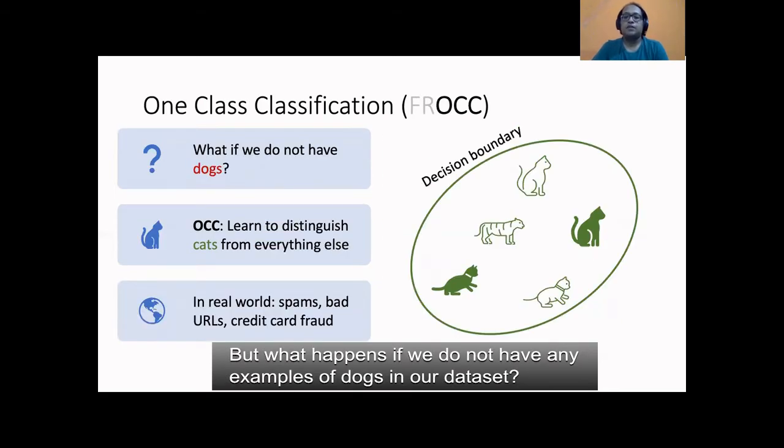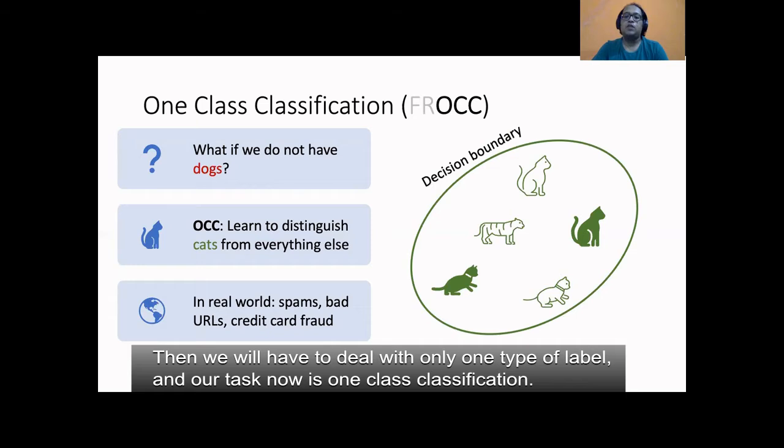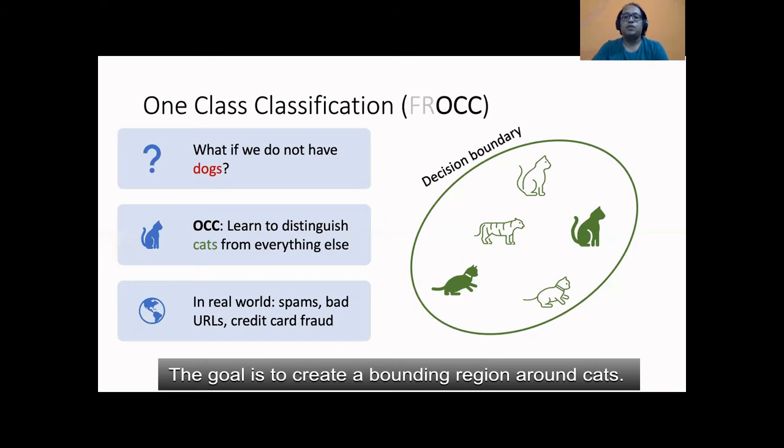But what happens if we do not have any examples of dogs in our dataset? Then we will have to deal with only one type of label, and our task now is one-class classification. The goal is to create a bounding region around cats. This problem is common in many real-world applications.